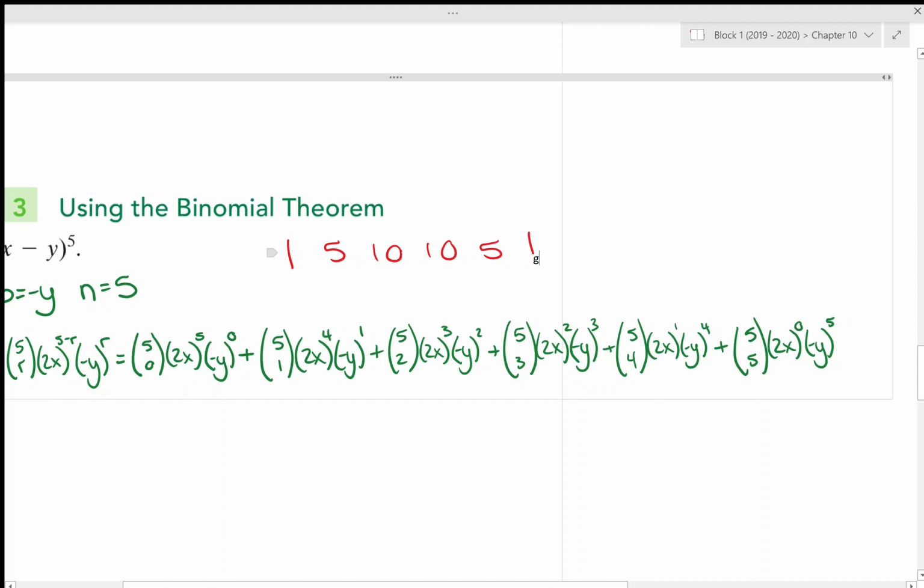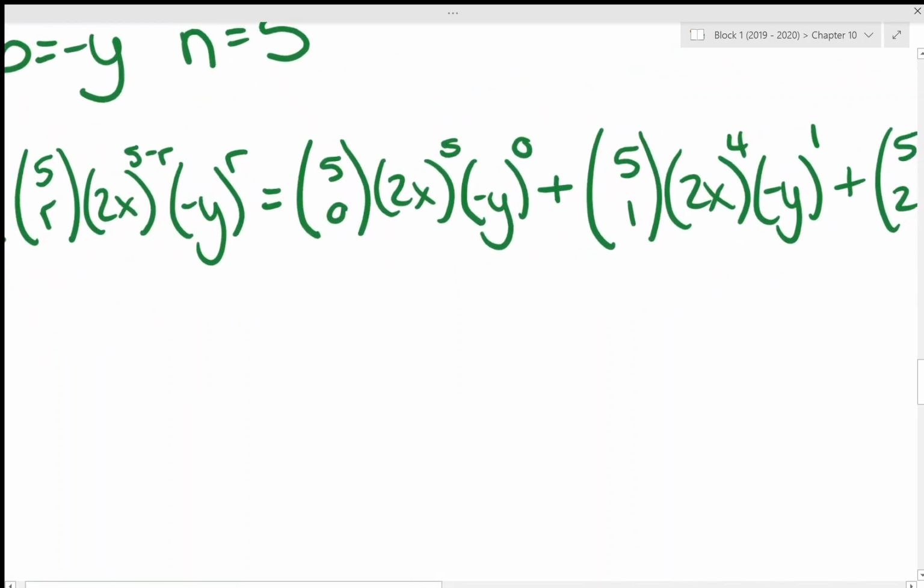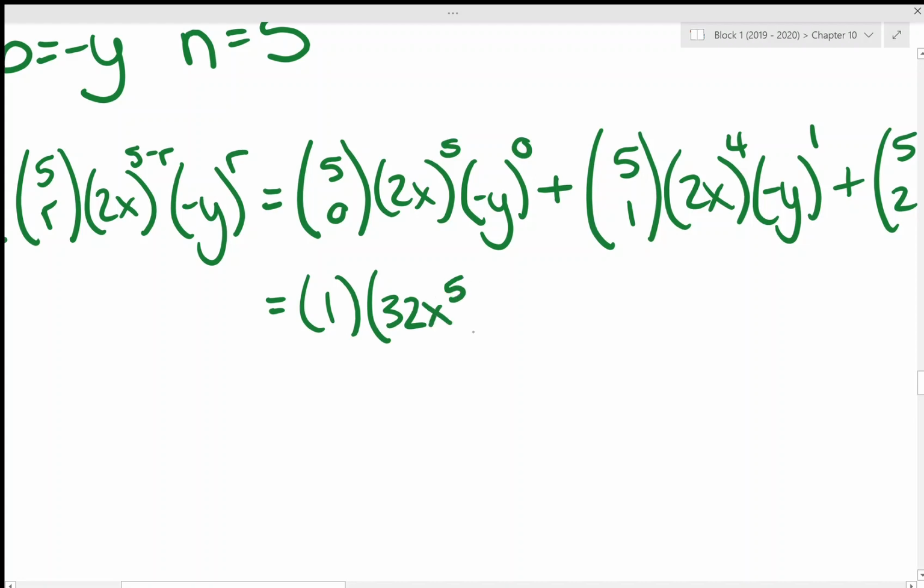Okay, so now that we wrote out everything and plugged in all the different r's, we can now start simplifying. So I use Pascal's pyramid to get my answers faster, but you do not have to use it. It's just sometimes easier. So I am going to have 5 above 0 is 1. 2x to the 5th. Now when you do this, you're going to do both 2 to the 5th and x to the 5th. So 2 to the 5th is 32, x to the 5th.